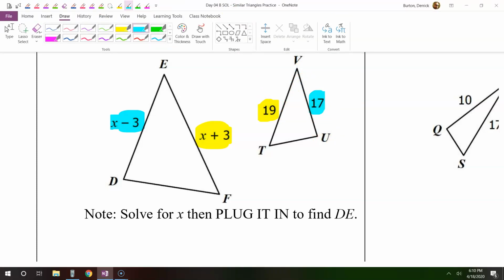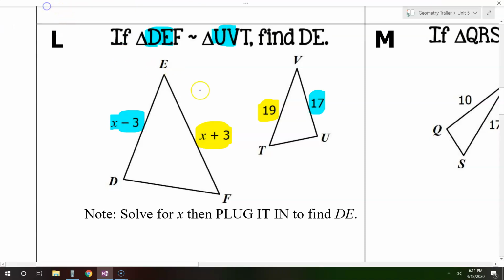Okay, now let's pick one of these to be new and one to be old. All right, I'm going to pick this triangle to be new, and I'll pick this one to be old. It really doesn't matter which one is which. But when you set up your equation, set it up in the form new over old is equal to new over old.